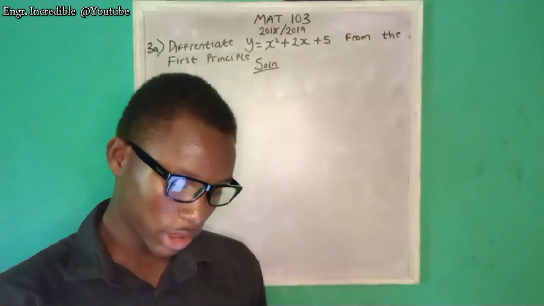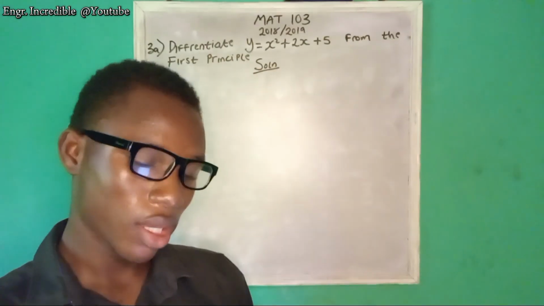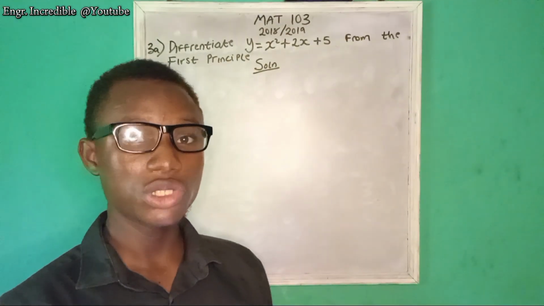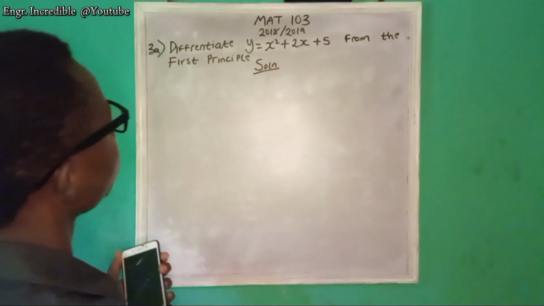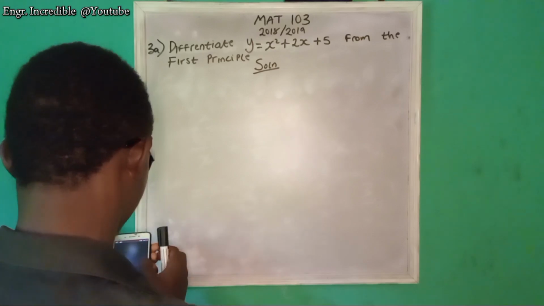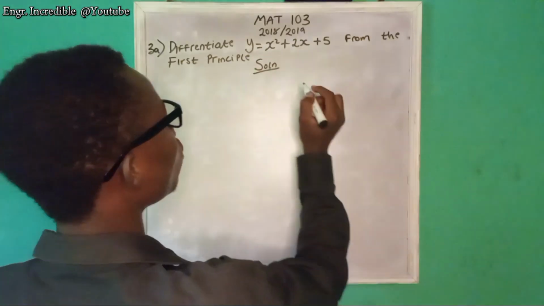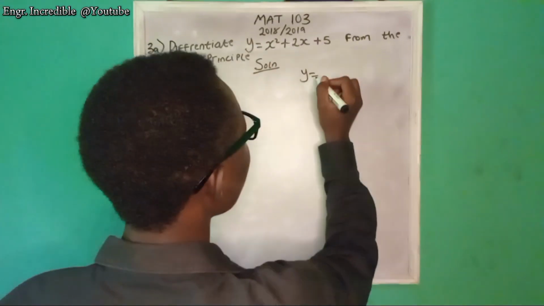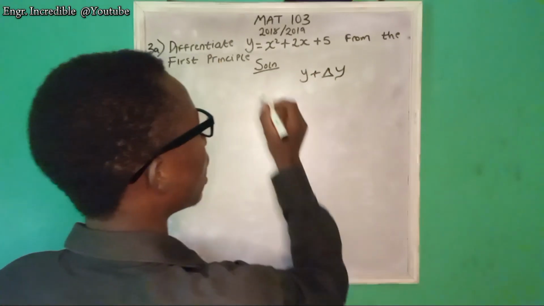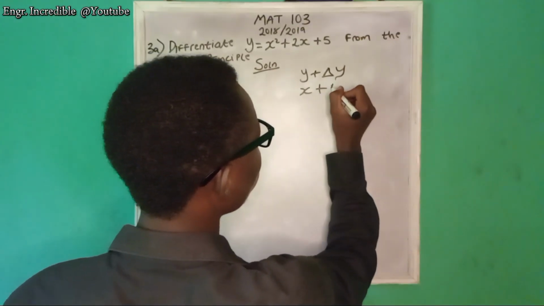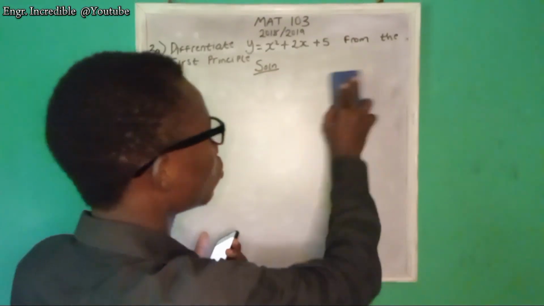So in question 3a, it says differentiate y equals x square plus 2x plus 5 using the first principle. So using the first principle, the first thing we have to know is that y here is going to change to y plus delta y, and x here is going to change to x plus delta x. So that is what you need to know when using first principle.